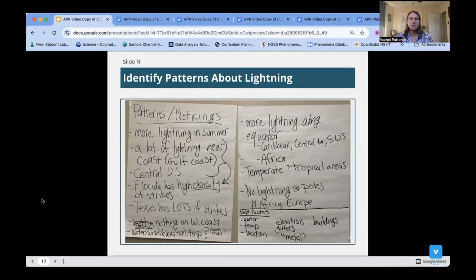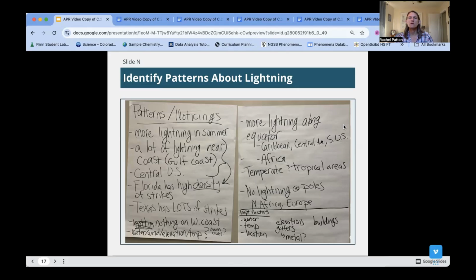There seems to be more in the summer. There seems to be a lot of lightning near coastlines, but then also in the central US. Florida seems to have a really high density of strikes, which might be related to its coasts. But then there seems to be really low amounts of lightning strikes on the West Coast. There were some wonderings about if water, wind, elevation, and or temperature, like what roles those factors played in lightning.